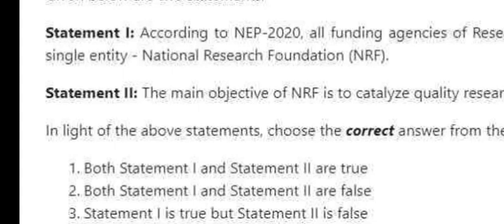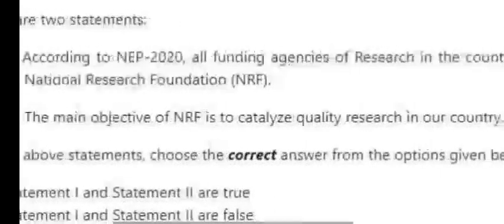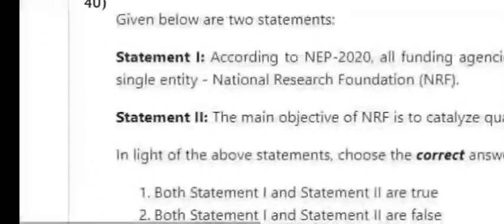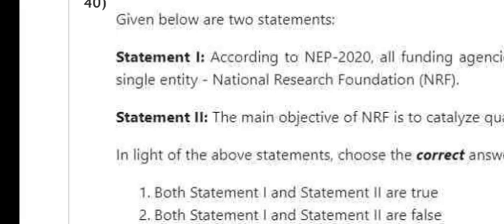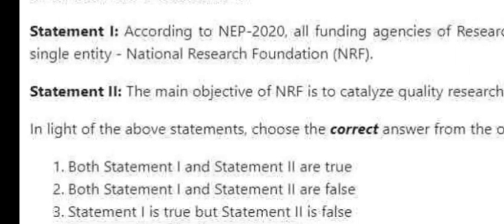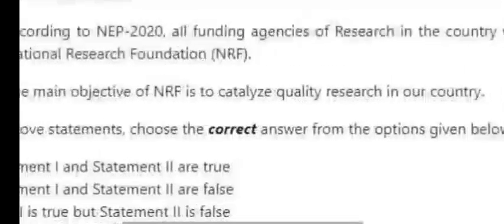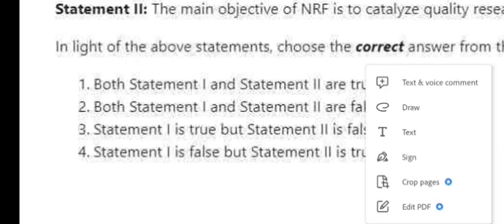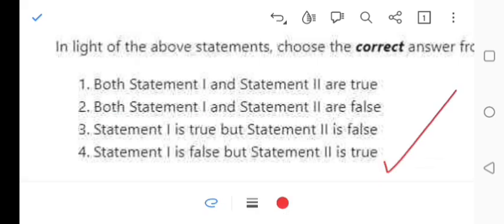Next, 1 says, according to NEP 2020, all funding agencies of research in the country will merge into a single entity called National Research Foundation, NRF. 2 says, the main objective of NRF is to catalyze quality research in our country. Which one will be correct? 1 and 2 are true, 1 and 2 are false, 1 is true, 2 is false, 1 is false but 2 is true. So number 4 will be correct: 1 is false and 2 is true.